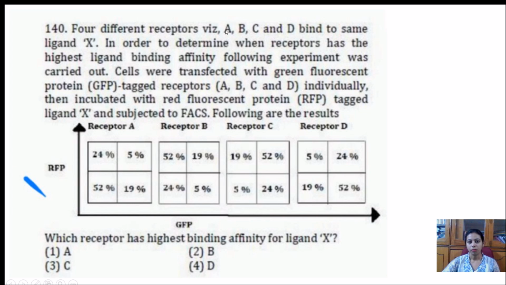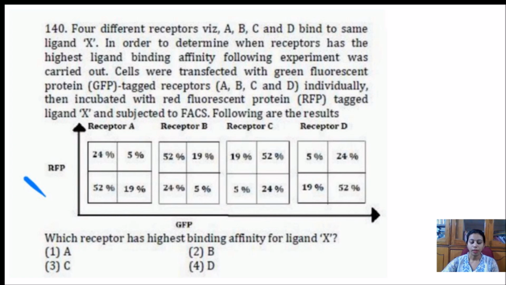It means to find out, amongst these receptors A, B, C, D, which one has a similar binding site. All 4 are receptors and can bind to a similar type of ligand X, but with different affinity. To find out their affinity, an experiment was conducted in which they tagged all these 4 receptors with green fluorescent proteins, and then they put all these 4 receptors in the media where the ligand X is present, and this ligand X was tagged with the red color fluorescent protein. Okay, now let's see what the FACS actually does.